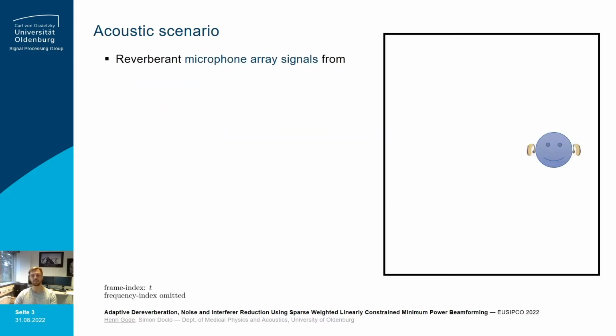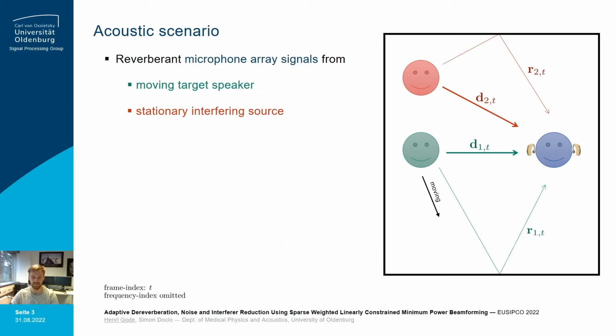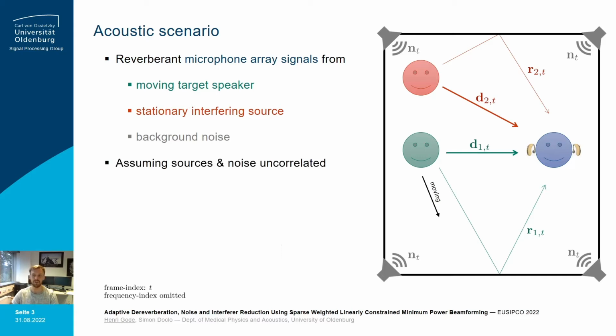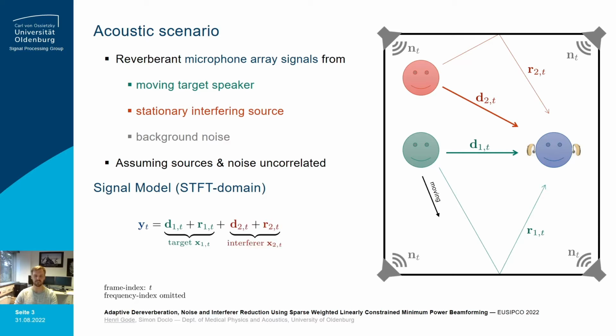So, assuming we are in a scenario with a microphone array, could be for example hearing aids worn by a listener, which captures reverberant signals from a potentially moving target speaker and stationary interfering source and diffuse background noise resulting in our noisy signal. Note that we assume all sources and the noise to be uncorrelated. In the STFT domain, we denote the noisy microphone signals by Y_t, whereby t is the frame index and the frequency index is omitted for ease of notation. The target signal and the interfering signal are denoted by X_1,t and X_2,t respectively. The reverberant signals of the target speaker and the interfering source can each be separated into their direct path plus early reflections denoted by D and their late reverberation denoted by R. And the noise is denoted by N_t.